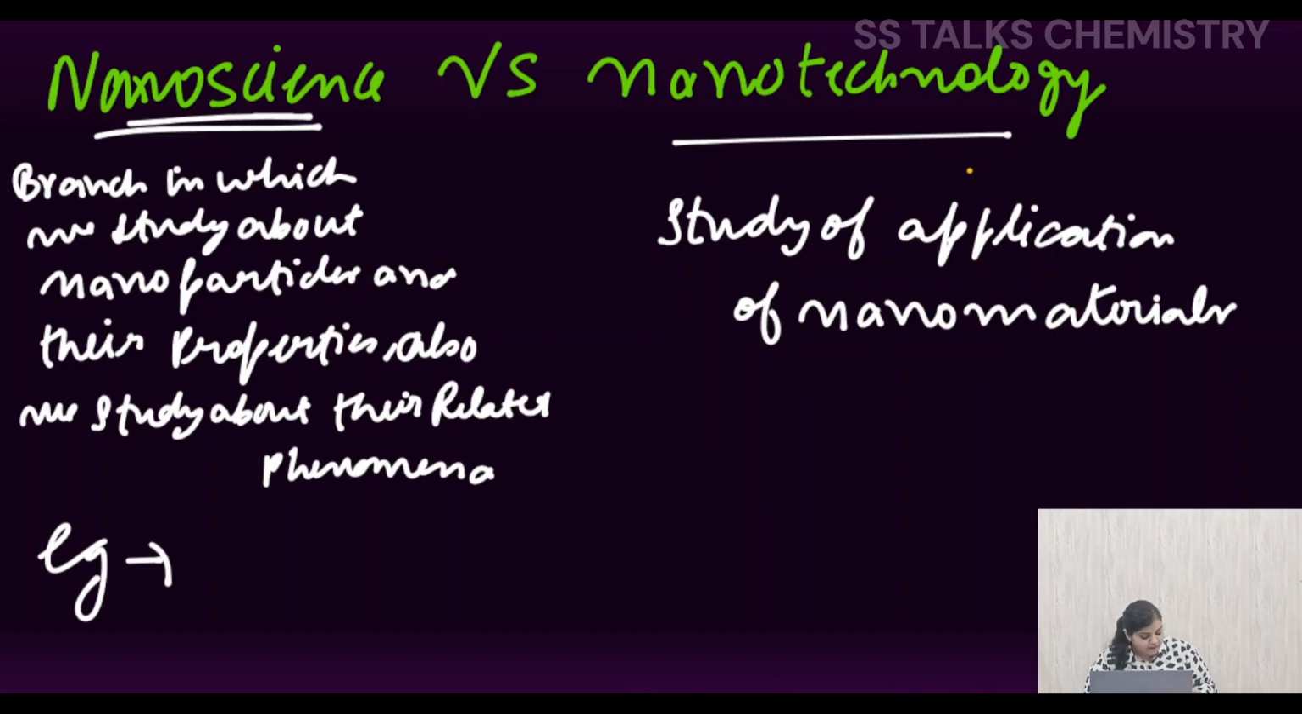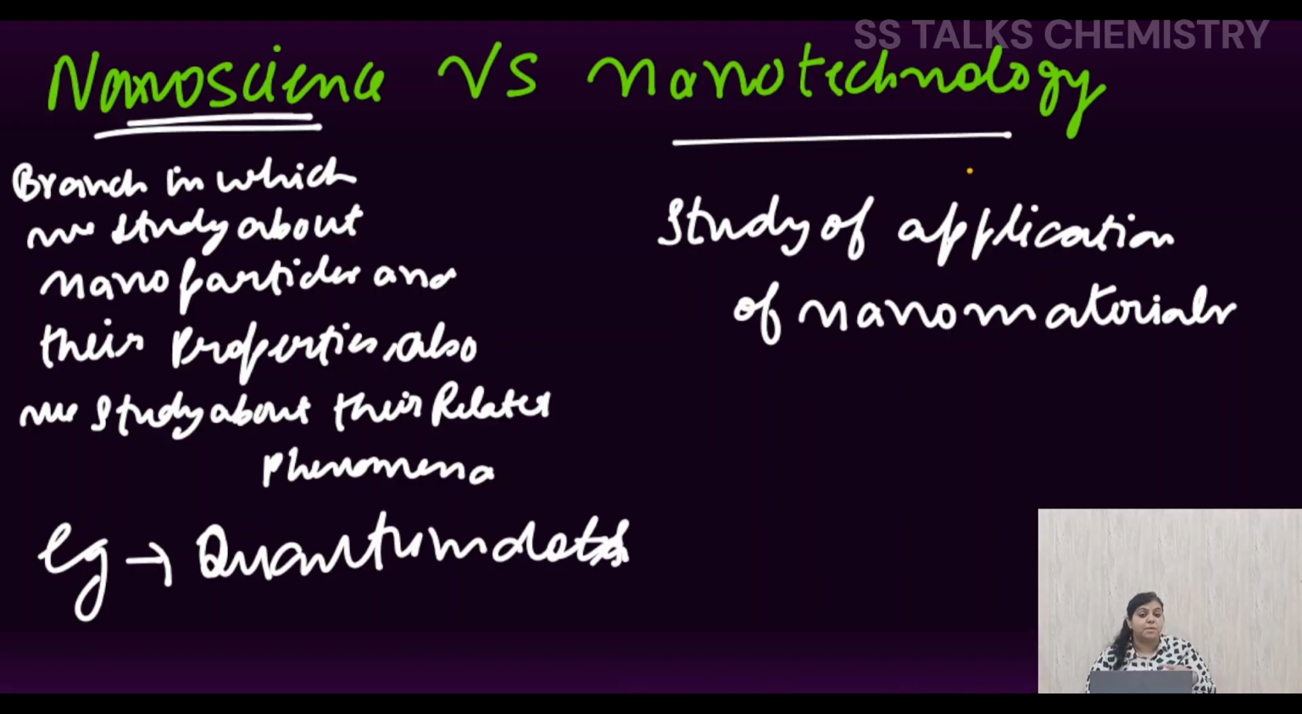So we have said that quantum dots are my nanomaterials. These nanomaterials, their properties, their preparation methods, all this study about quantum dots, we will be studying under the branch that is nanoscience. And if I want to see the application of it, these nanomaterials are used in LED screens, TV screens that we are having.